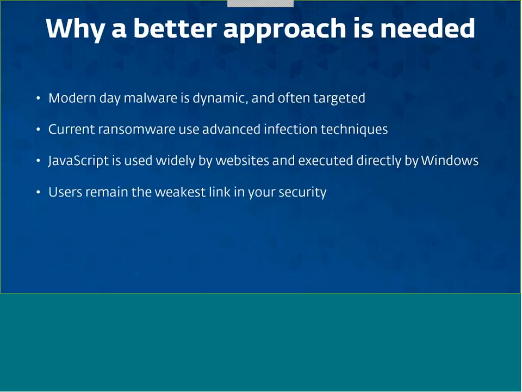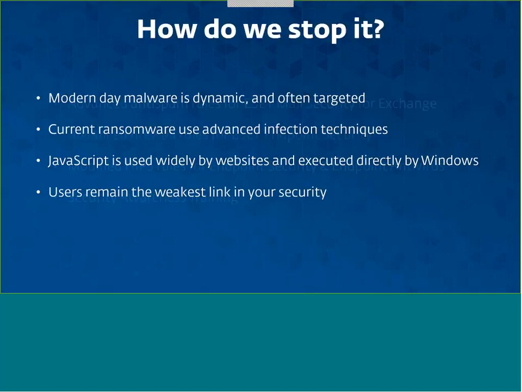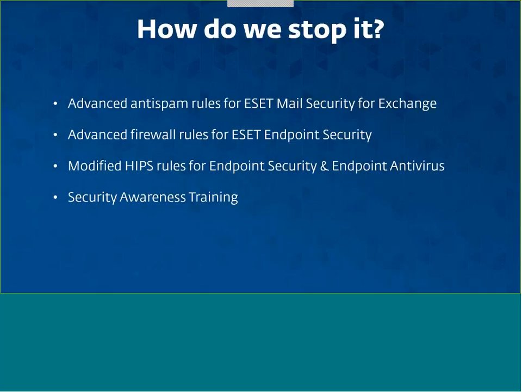Lastly, your users remain your weakest link. People are prone to mistakes. They may open attachments and click on links that they shouldn't. So that's why a better approach is needed in the ongoing combat against ransomware and other types of malware. So how can we stop it now? Luckily, ESET has created a set of additional settings that they've labeled the ESET anti-ransomware setup in order to try and prevent the execution of malicious malware.